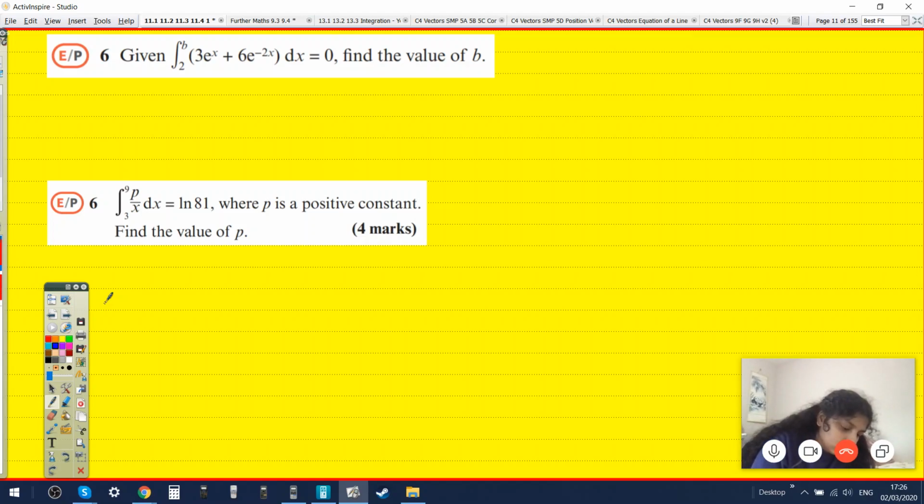So if you integrate 3e to the x, it would just be 3e to the x. It would just be the same. And then 6e to the minus 2x would be minus 12e to the minus 2x. You're thinking of differentiation. For integration, you would divide by minus 2. Oh, right. I always get so confused. So minus 3e to the minus 2x.